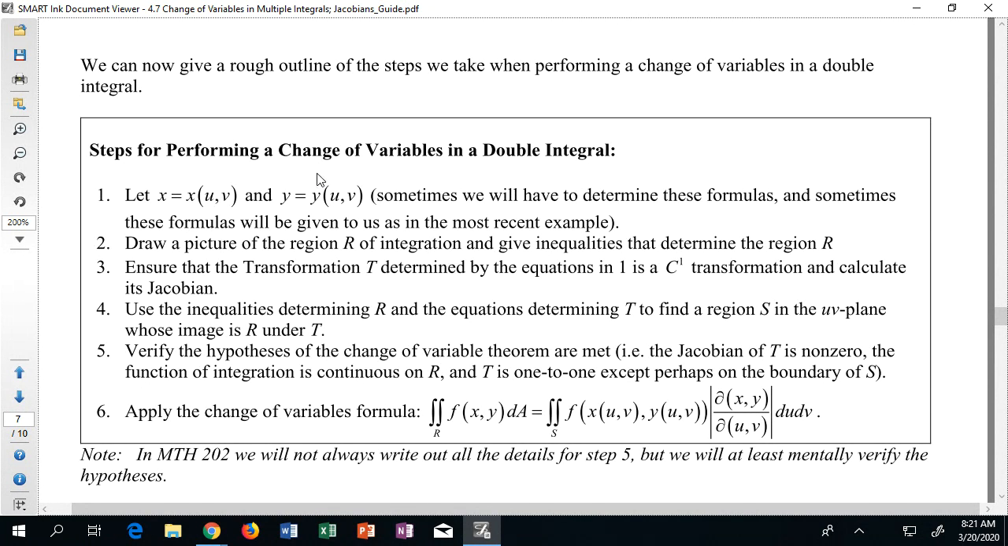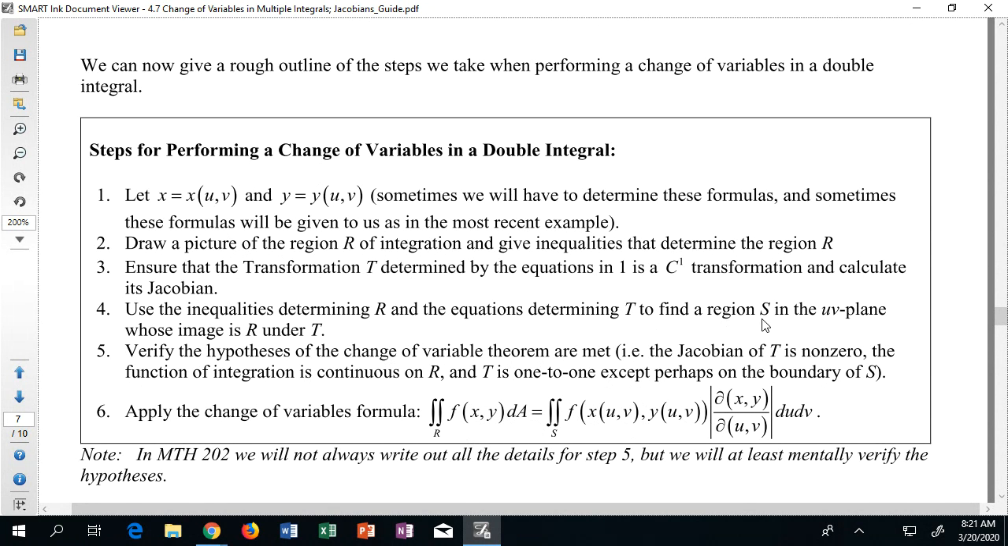Okay. We'll oftentimes have to draw a picture of R, like what's the region that I'm integrating over? It's kind of like in Calc 1, I'd have to identify the interval that I'm integrating over. I want to make sure that my transformation is indeed a C1 transformation, and I'm definitely going to want to calculate its Jacobian. I know that I need that in order to perform the change of variables you see down here. Number 4, I'm going to use inequalities on R and the equations that determine my transformation, and I'm going to have to find the region S in the UV plane.